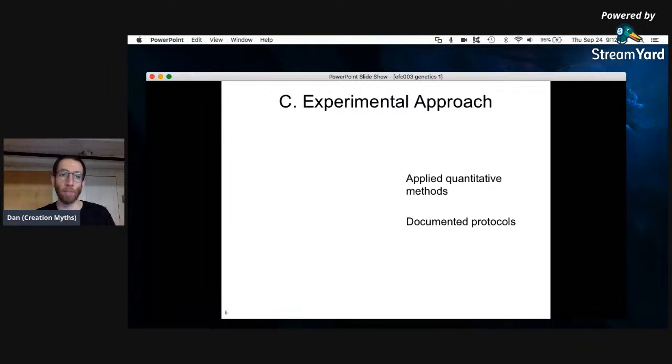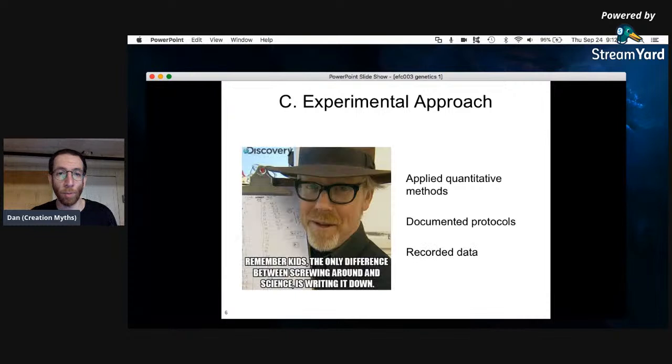Right. So he was saying, okay, you have parents X and Y, and you get kids, and how many of each type of kid. He also documented his protocols meticulously. So if you wanted, you could go back and redo his experiments right now. We know exactly what he did. And the last thing he did that was super important was recording the data. Because remember, kids, the only difference between screwing around and science is writing it down.